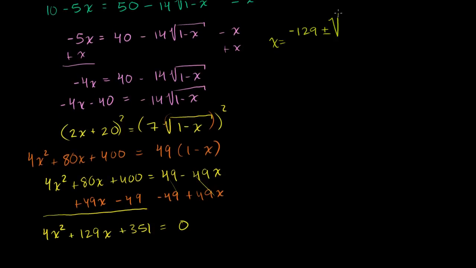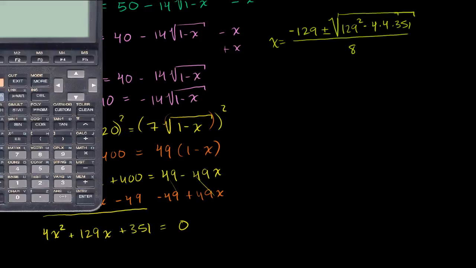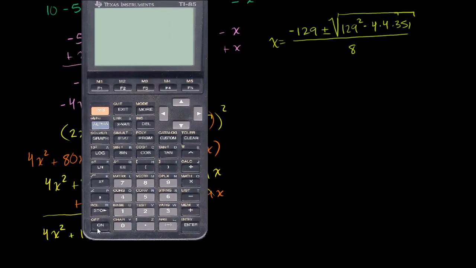the square root of 129 squared minus 4 times a, which is 4, times c, which is 351. Definitely going to need a calculator for this one. All of that over 2 times a, which is 2 times 4, which is 8. Let's get our calculator out to actually calculate this. So let's figure out the discriminant first.